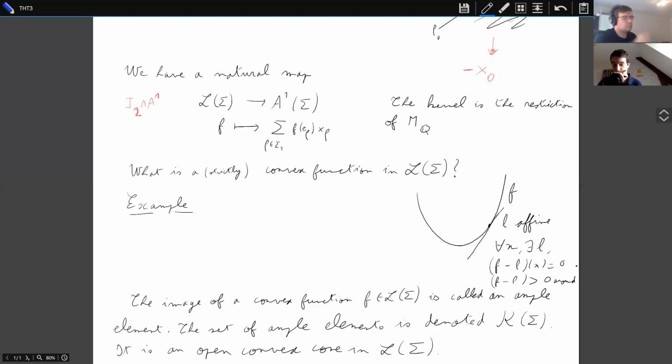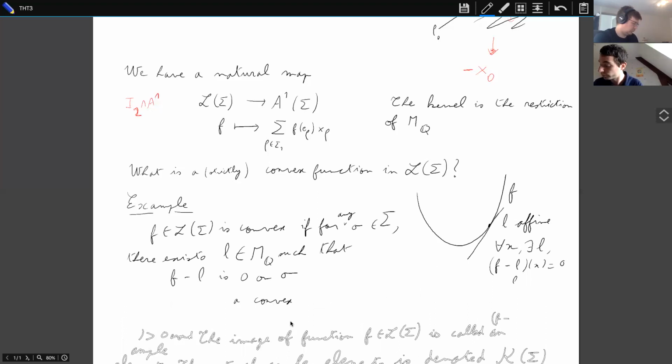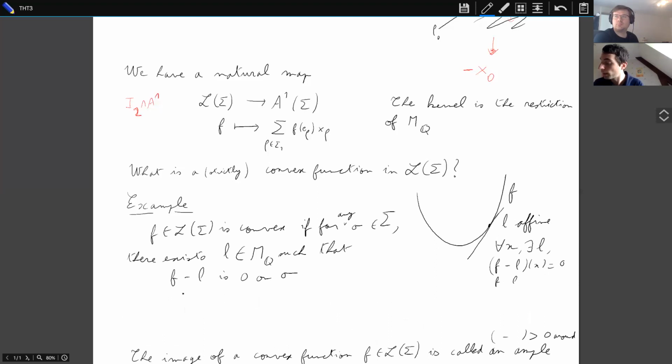Okay. So here we will use exactly the same definition. So f in L sigma is convex if for any cone sigma there exists L in M_Q such that f minus L is zero on sigma, and f minus L is strictly positive on a neighborhood of the relative interior of sigma.